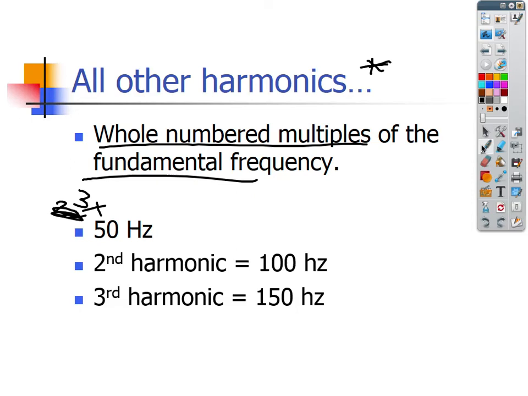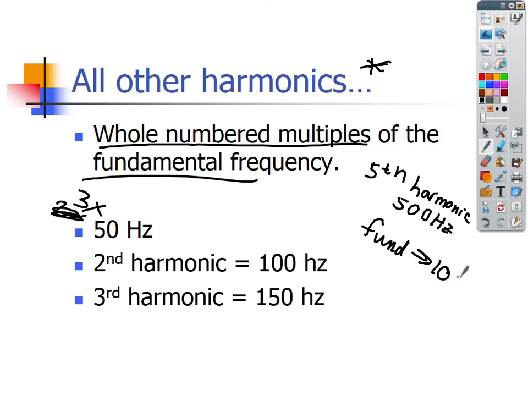They could go backwards. If I said the fifth harmonic is 500 hertz, what is the fundamental? The answer would be 100 hertz, because the fifth harmonic must be 5 times the fundamental, so the fundamental must be 100.